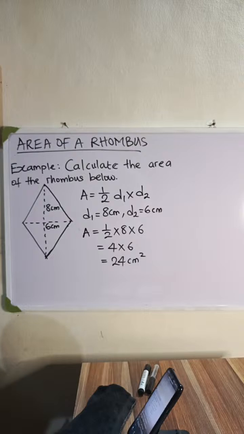So what about a situation where you are given a diagonal and one side? Then how do we go about solving it? Instead of being given two diagonals, you are given only one diagonal and then one side. So how do you go about solving it? That's the next example we are going to look at.